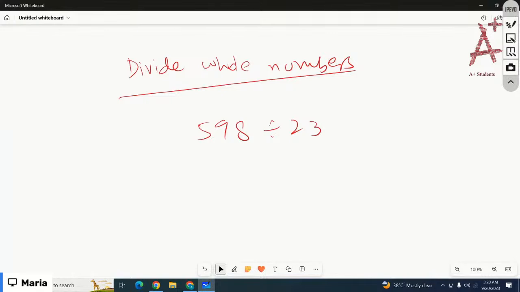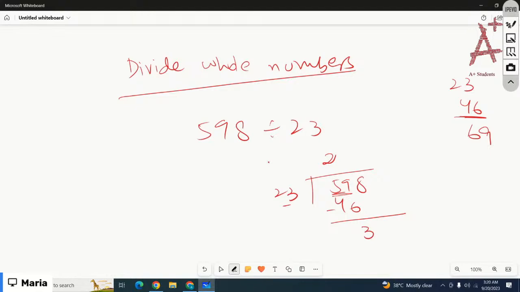We have to divide using the long division method, right? Let's just divide 598 by 23. Here you have 59, right? Here you have 23. 23 times 1 is 23. 23 times 2 is 46. And 23 times 3: 3 times 3 is 9, 3 times 2 is 6, so 69. 69 is greater than 59. We can go for 23 times 2. 23 times 2 is 46.